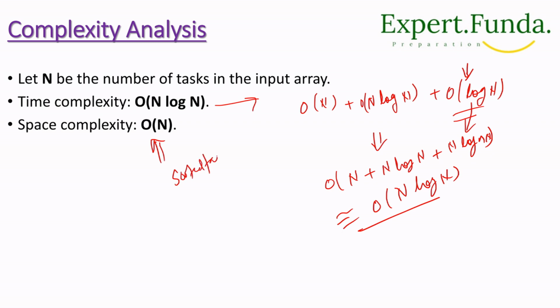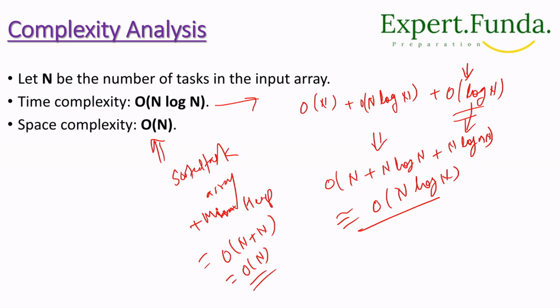Sorted task array, right? We are taking, and the min heap will also hold at most n tasks, right? So if we talk about plus min heap, sorry, min heap, then it will be O n plus n, and that is O of n, right? So this is the extra space we are taking.